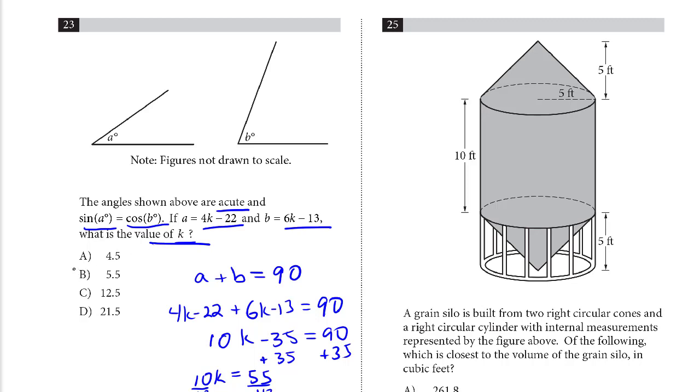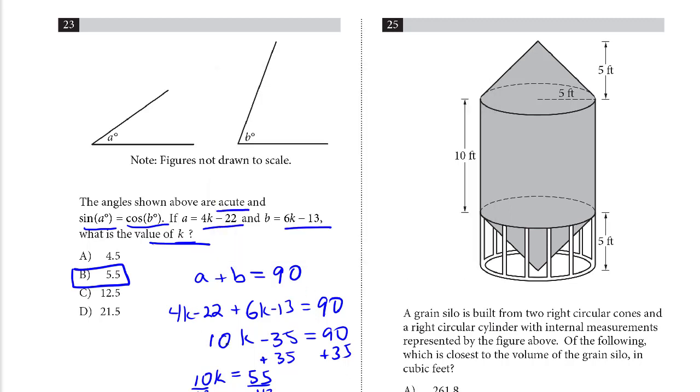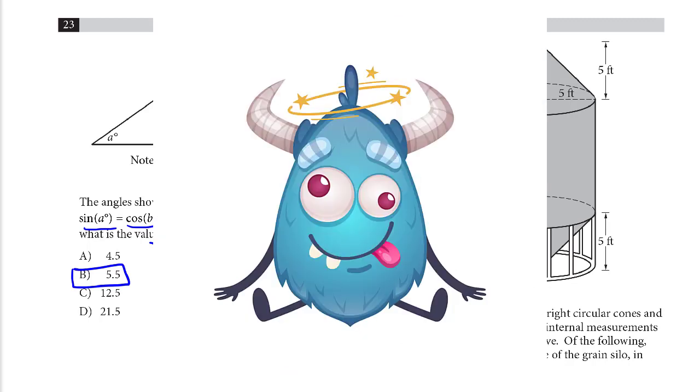What is the value of k? That's what they want to know. The answer is B, 5.5. No, it's not. And we can double check that. 5.5 times 10 is 55 minus 35. Oh, that's not right. I made a mistake.